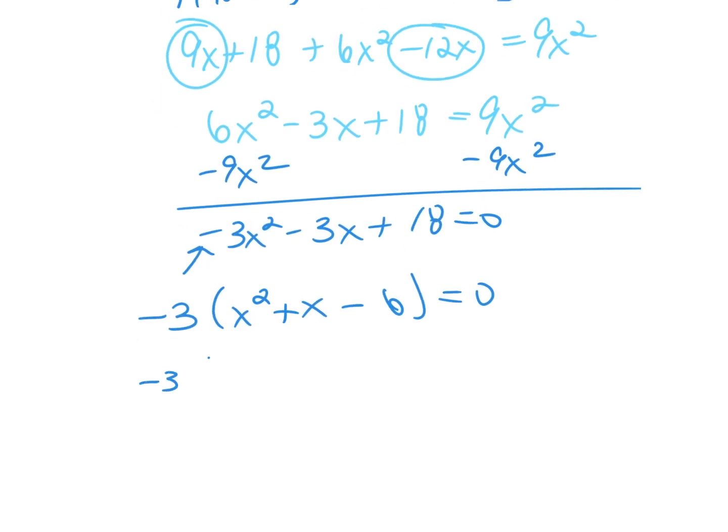So now, easy peasy, lemon squeezy. What times what's going to give me a negative 6 when I multiply, but a positive 1 when I add?